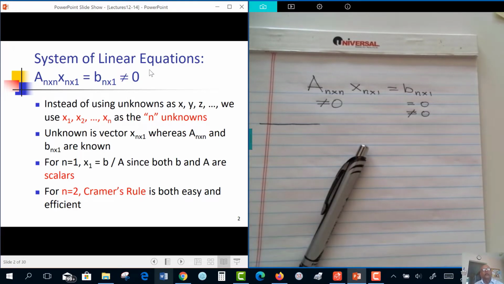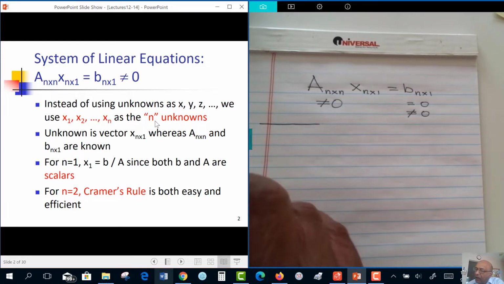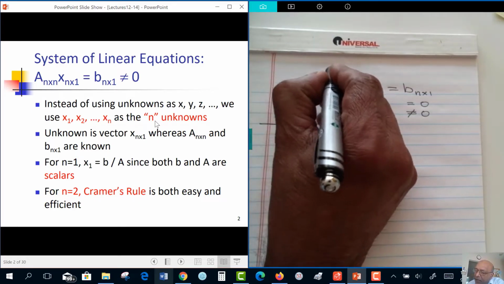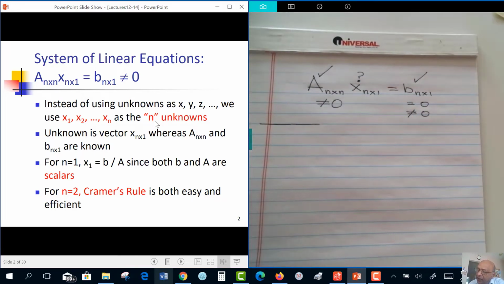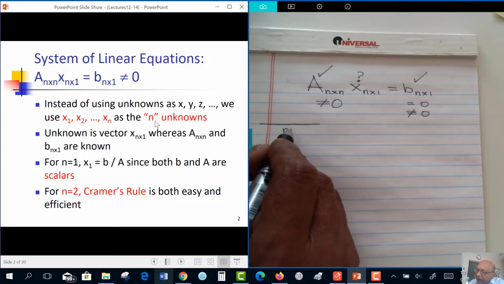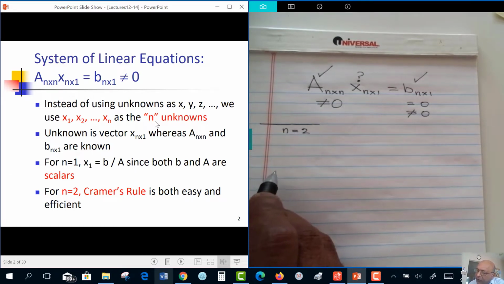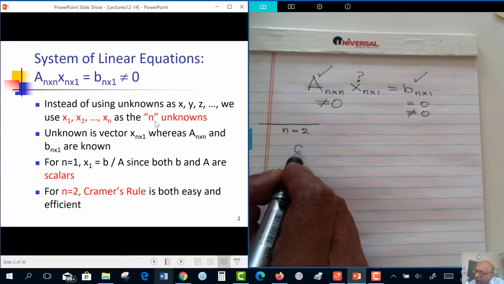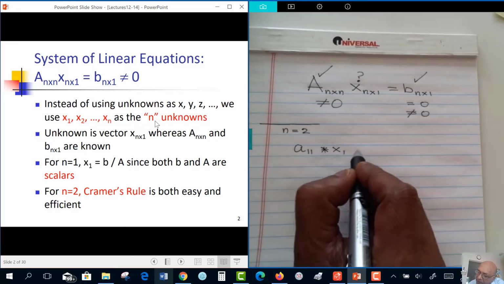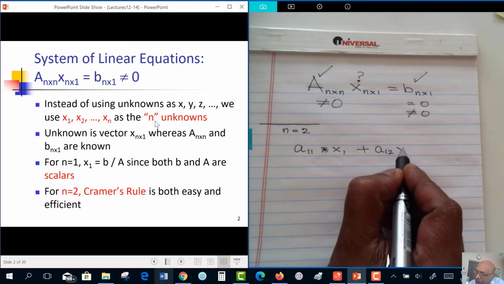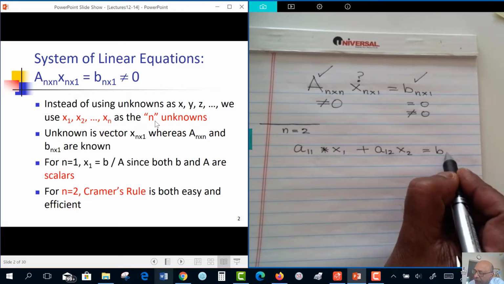So first of all, instead of using unknowns such as x, y, z, we are going to use x1, x2, and so on and so forth as our n unknowns. In this case, we know A, we know B, we want to find x. So x is our unknown. Let's suppose we have two equations, two unknowns. We'll write them as follows: A11 times x1 plus A12 times x2 is B1.